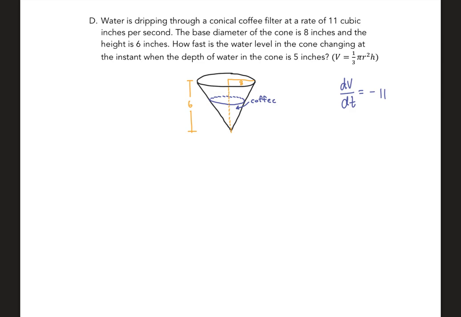Okay, and then they say how fast is the water level in the cone changing. So let's say we call this H here, up to here, so that's like the height of the water. That's taking the shape of the cone. So when they say how fast is the water level in the cone changing, they're asking for dH dt. That's what we're looking for. And they say at the instant when the depth of the water is 5 inches. So that's really when the height for us is 5 inches. Okay, and then think about now we'll label this as R.